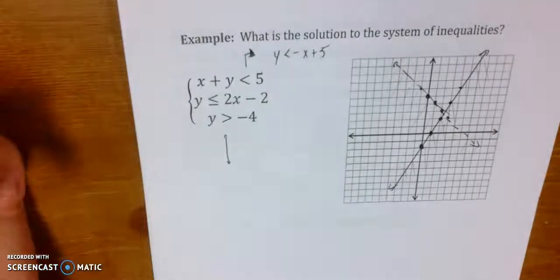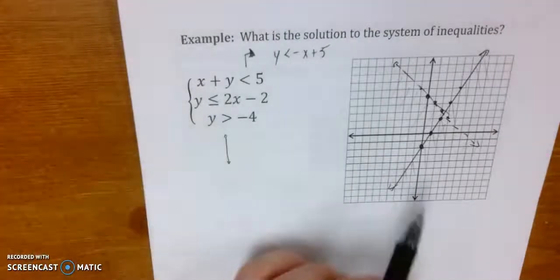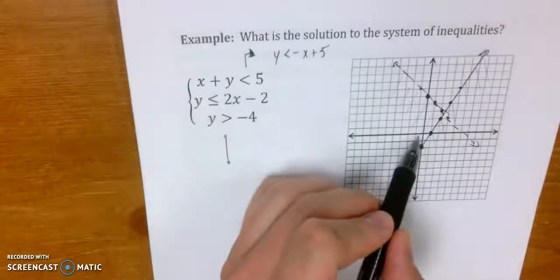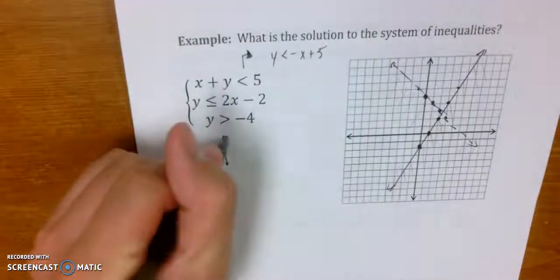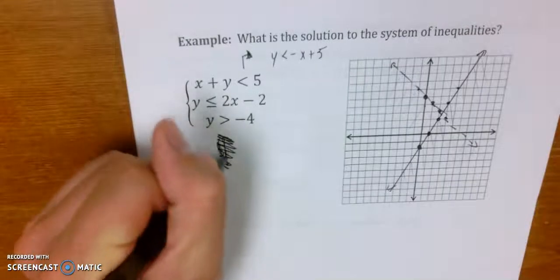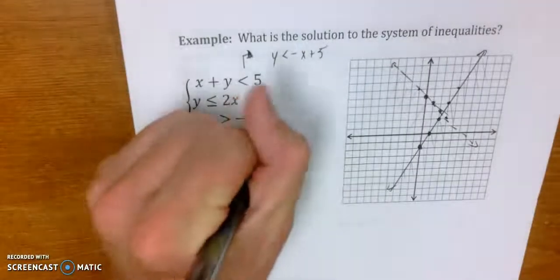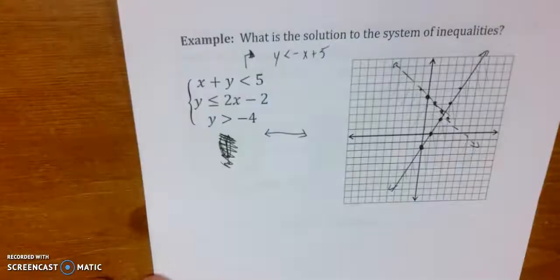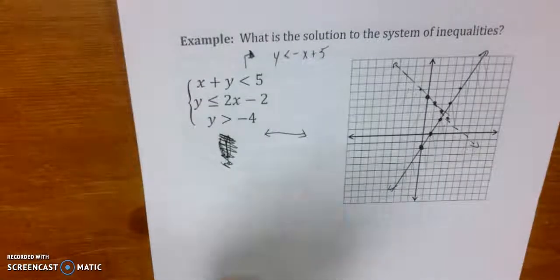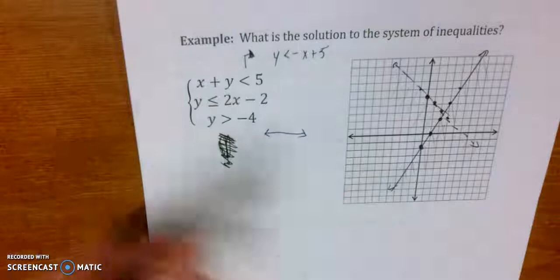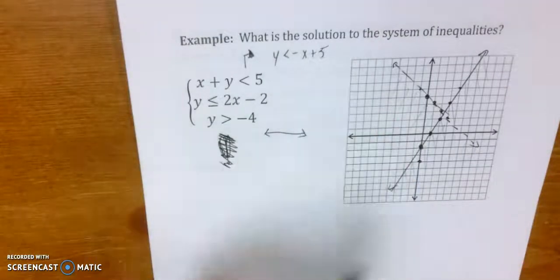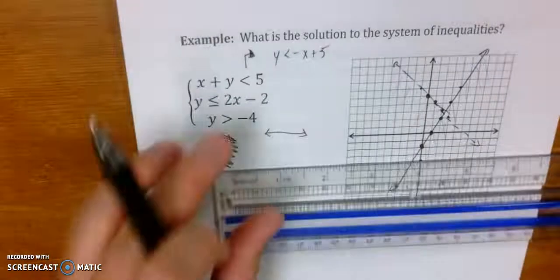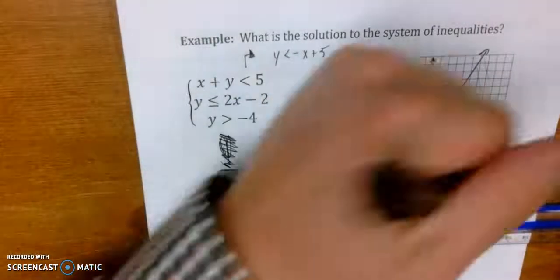Lastly, we have y greater than -4. Let's see, -4. 1, 2, 3, 4. Oh, that would be an x equals. I've led you astray. Ignore that earlier. I'm sorry. That should be a horizontal line. My bad. So y greater than -4. 1, 2, 3, 4. And it's going to be a horizontal dotted line.